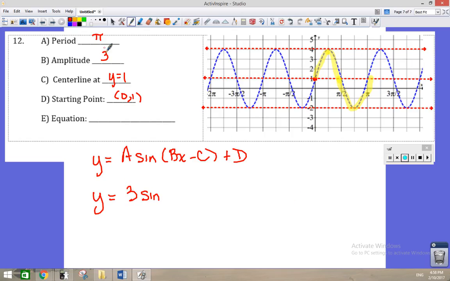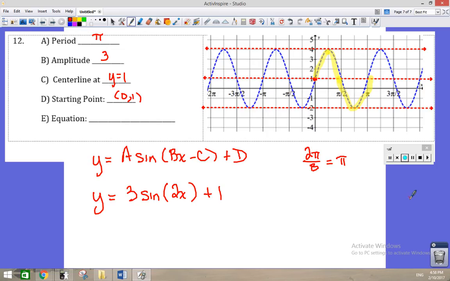Now, the period is pi, so I know my formula: 2 pi divided by the coefficient gets you the period. Since this reduces to pi, I know that b has to be 2, because 2 pi divided by 2 is pi. Now, I don't have it shifted to the left or to the right, so my c is 0. And we lifted the graph up 1 unit.